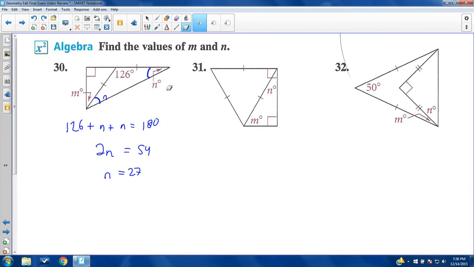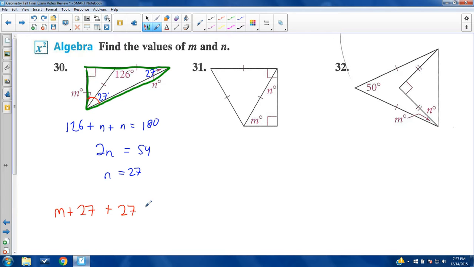You might say, well, how does that help us find m? It can a little bit, because you can do it this way if you'd like. These are both 27. What I could do is look at this big right triangle right here. I could say one angle's 90, which makes this one plus this one equal 90. What is this one right here? This is m plus 27. So m plus 27 is one angle, plus 27 in the other angle, that equals 90 degrees. So that makes m equal to 26 degrees.